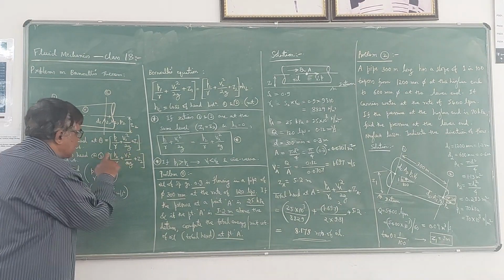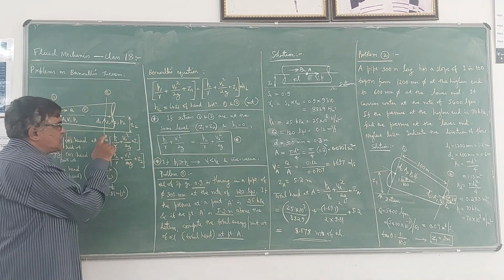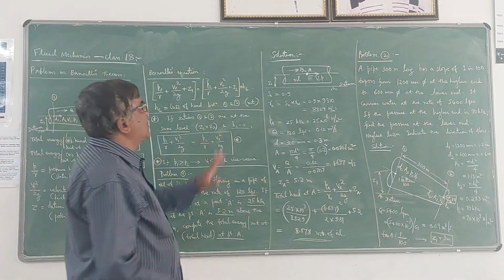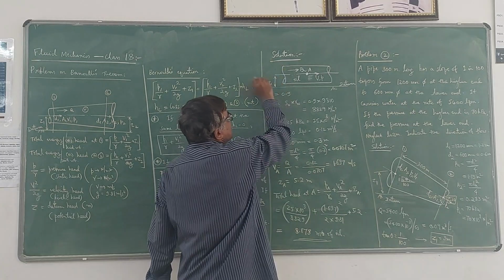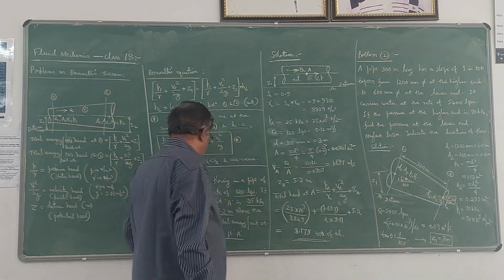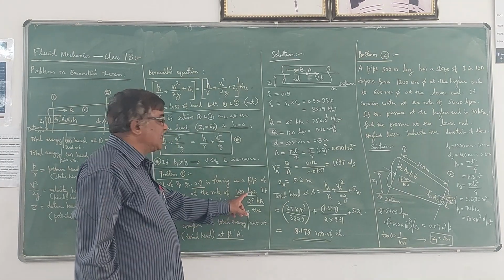That means we have to calculate P by gamma plus V square by 2g plus Z. So that value he has asked. To understand, I have drawn a sketch here. This is a pipe through which some discharge Q is flowing. Here he has given the value of discharge as 120 liters per second.